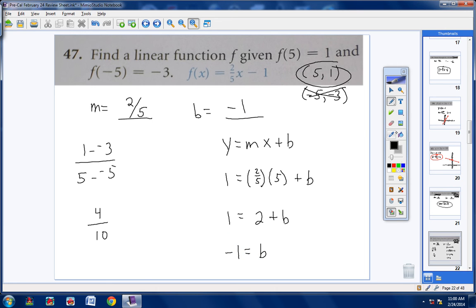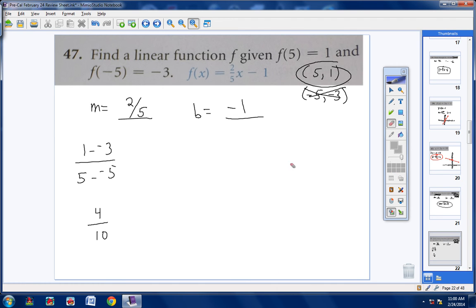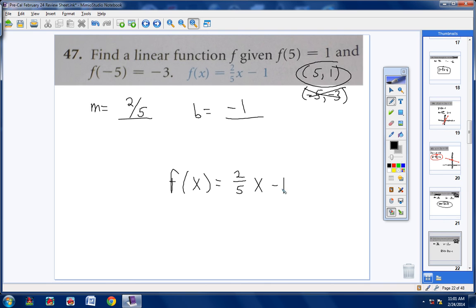So there, you found your y-intercept. Okay? So not too difficult. Your final answer would be f of x equals 2/5 x minus 1. Let me check the book and make sure that's right. Yep, that is correct. Okay.